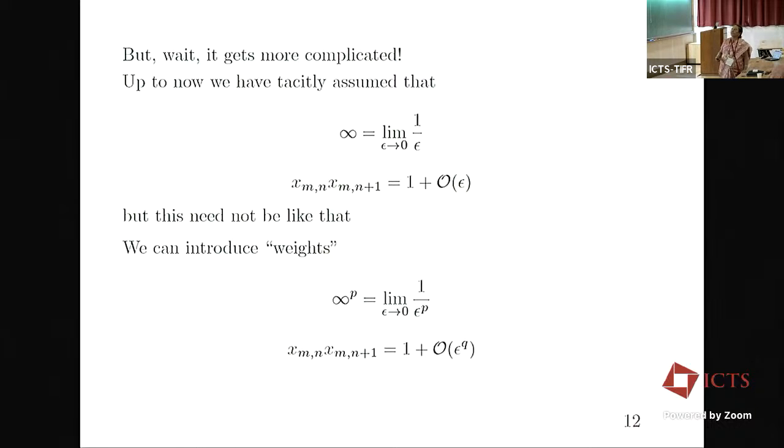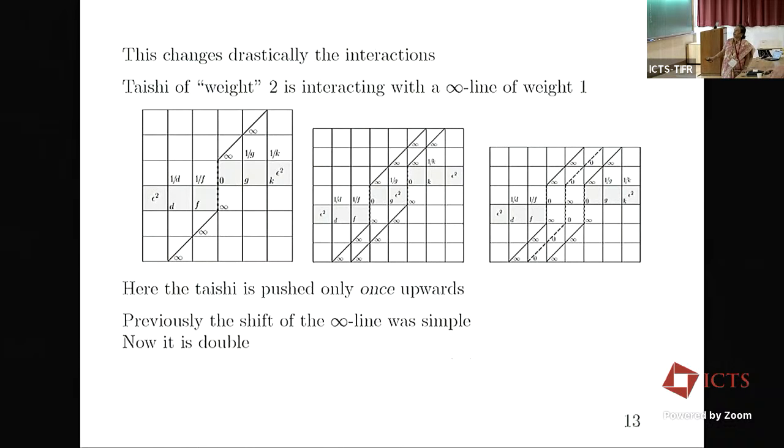It gets more complicated when we introduce weights to the Taishis. We have taken so far this concept: infinity is the limit epsilon tends to 0 of 1 over epsilon. This we can write like this. Sometimes we can introduce weights also. Let us see what happens if we add weights. So Taishi of weight p takes infinity power p when we take the limit epsilon tends to 0 of 1 by epsilon power p. So this can be written, the product of the consecutive edges is equal to 1 plus order epsilon q or p anything. This changes drastically the interactions.